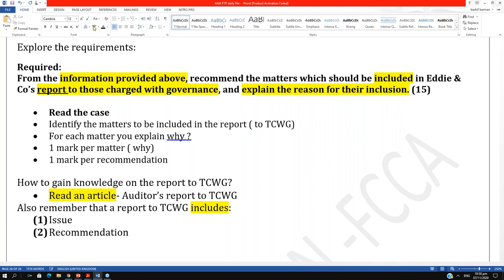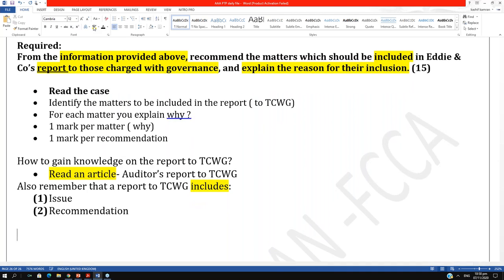Okay. Let's read the case, right? Let's do the reading of the case and just read the case and let's solve some part of it.